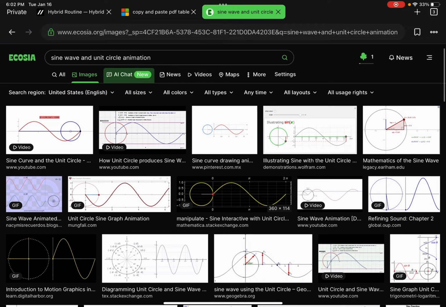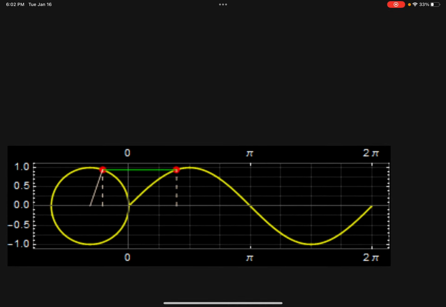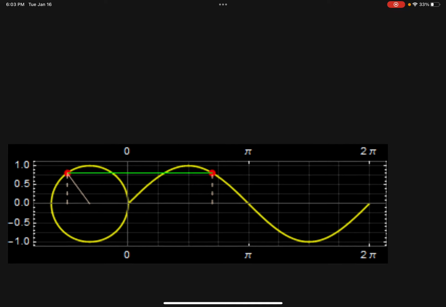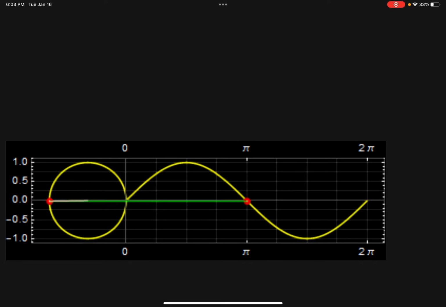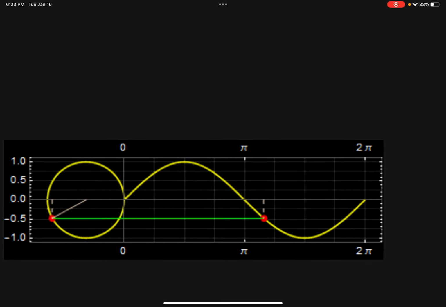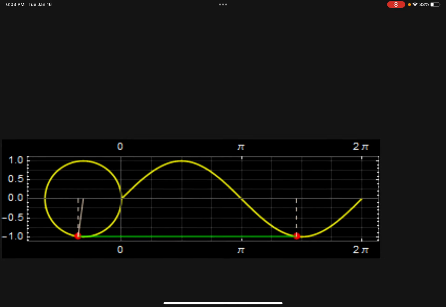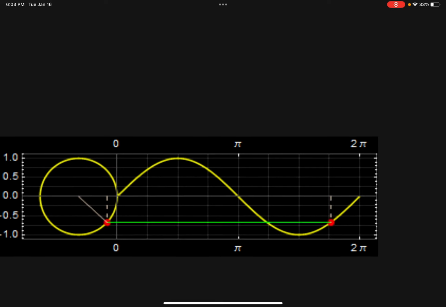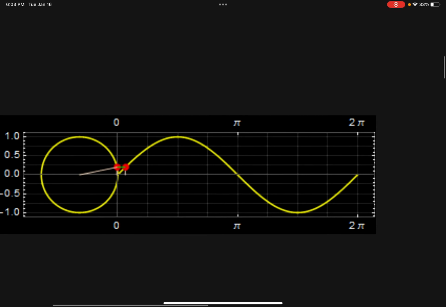Okay, but it says any of them move. Oh, here it goes. That one's pretty slow, but you get the idea. As your line moves around your circle, you're basically making the wave function that is sine. And here they're using radians instead of degrees, which is totally fine. The circle innately uses pi, but yeah.